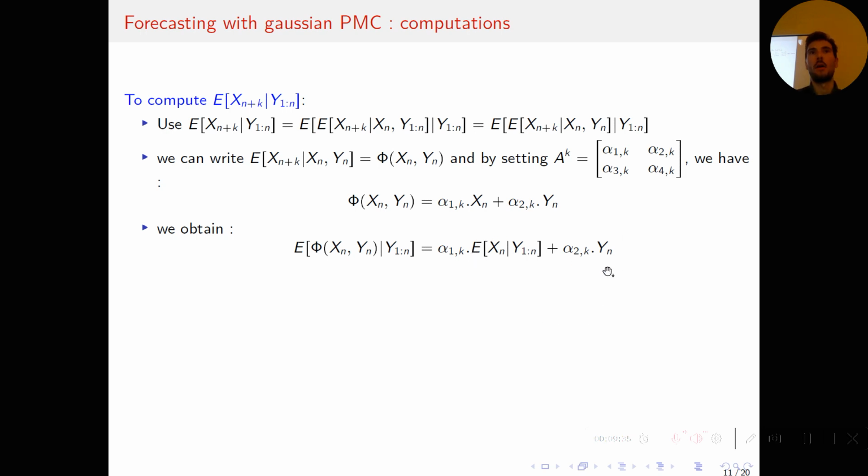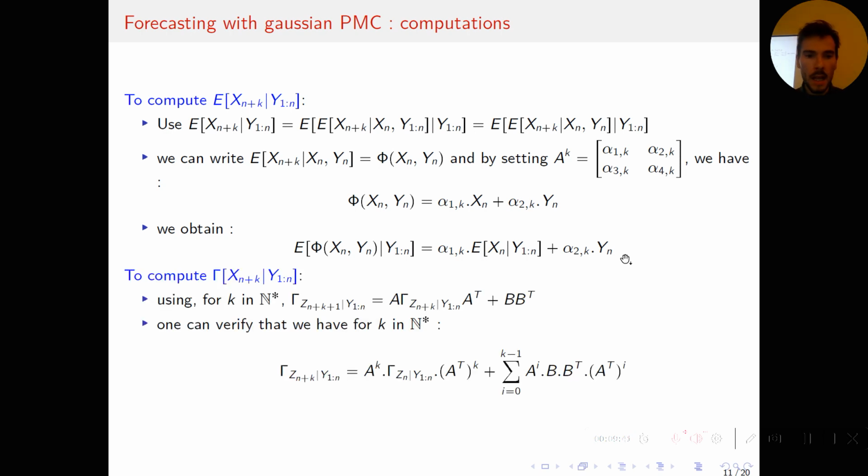It's a projection on the space of y1 to yn. I don't describe the whole computation of the covariance matrix of the conditional law, but we can say that it is possible to do it thanks to this equality and the recursion, which gave this entire relation.